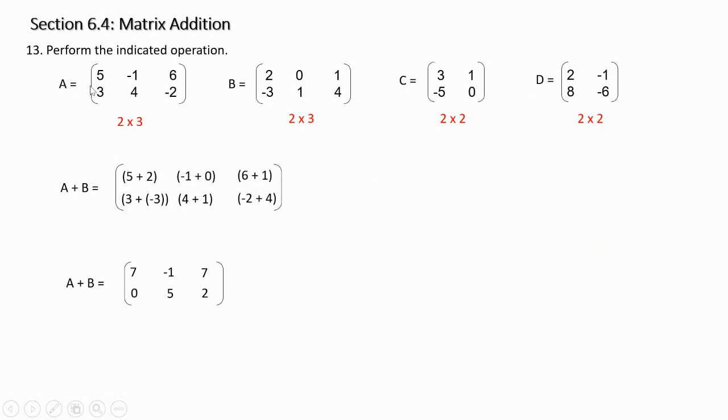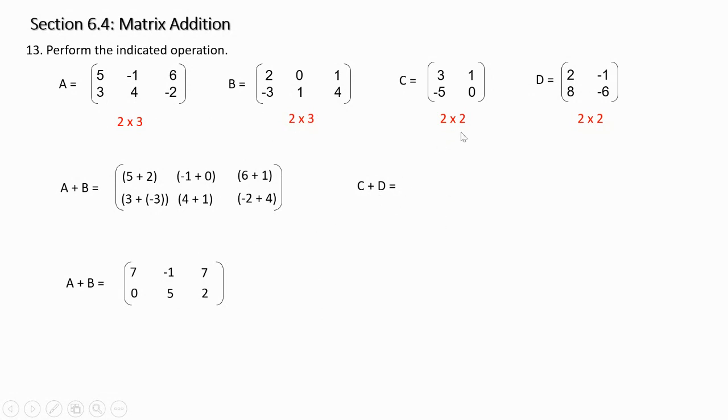But you can do it straight from here. 5 plus 2 is 7. Negative 1 plus 0 is negative 1. 6 plus 1 is 7. 3 plus negative 3 is 0. 4 plus 1 is 5, and negative 2 plus 4 is 2, right? You can do it that way too.